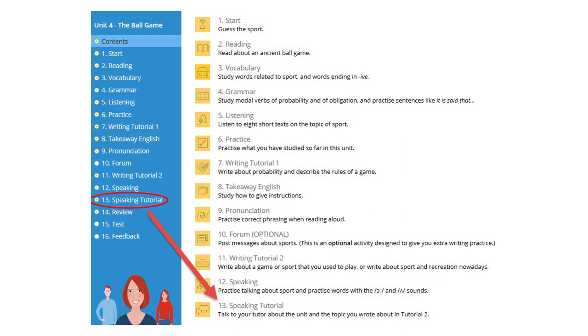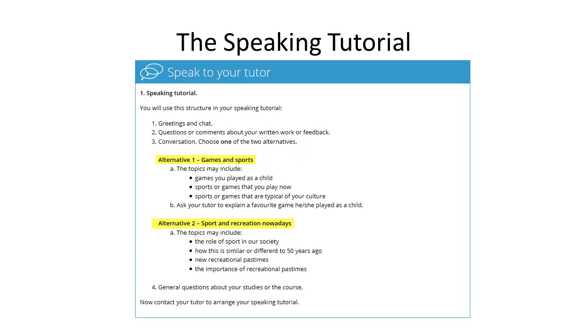Moving on to the speaking tutorials, as you can see, these come at the end of the unit. So this is an opportunity for the students to put everything they have been studying into practice, talking about things related to the topic of the unit. Here is the speaking tutorial in this unit and the outline of what the tutor and student talk about.